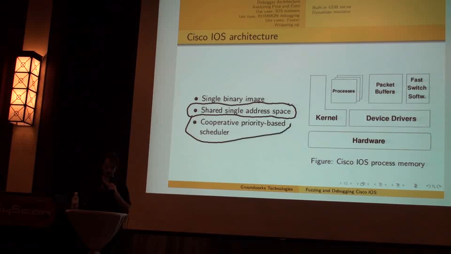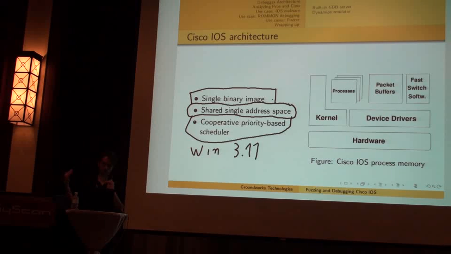The scheduler is cooperative also. That means that you have to give back control to the operating system. They are quite primitive, but it actually works. Very similar to, maybe you remember, Windows 3.1 or 3.11. It's similar, but not the same, because Cisco is a single binary image. You don't have separate modules. When you download a firmware image, it's all a single binary image that gets loaded into memory. And inside this image are the kernel and all the services compiled and linked together.